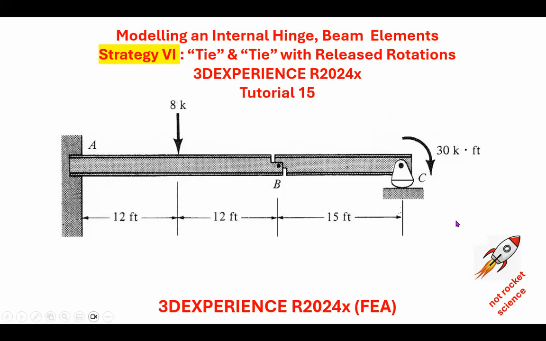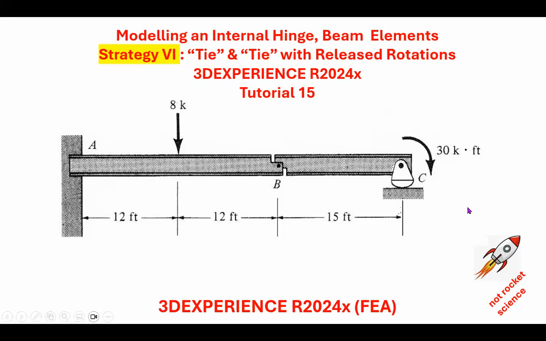Let me remind you that we started in tutorial 10 by looking at this problem. And I call that the obvious strategy because all I did was create a line AB and then BC and applied the load after meshing, at the midpoint of section AB. Now there is an internal hinge here. So in tutorials 11 through 14, I used a variety of different connections and connectors to solve this problem.